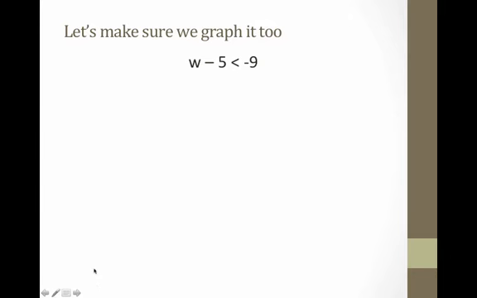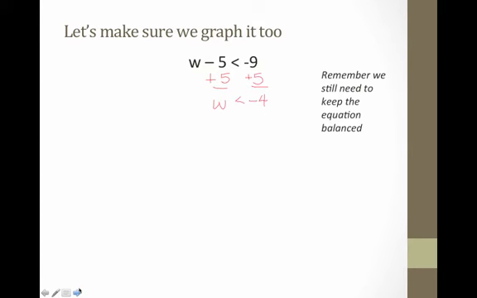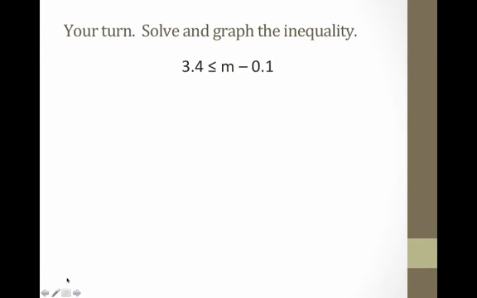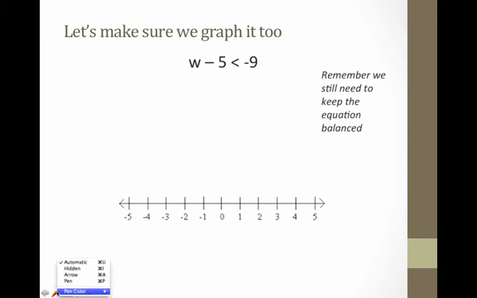All right, and let's make sure that we know how to graph it as well. So I've got w minus 5 is less than negative 9. I'm going to do the very same thing on both sides, add 5. And what I find is that w is less than negative 4. Well, less than negative 4, what is that going to look like? I've got a number line here. Less than negative 4 means I'm going to have, remember, the hole at negative 4, because it does not include negative 4.